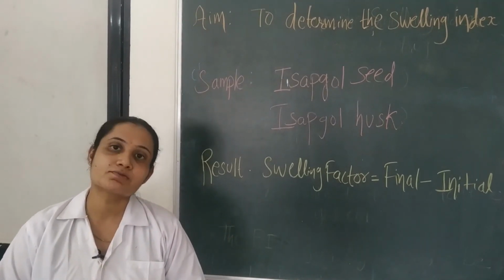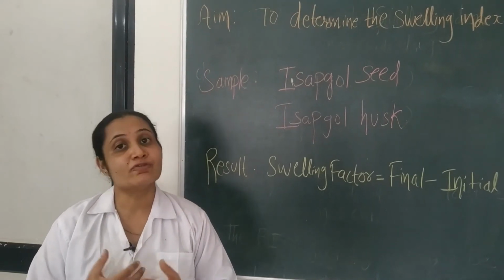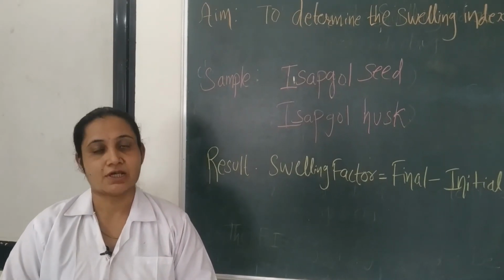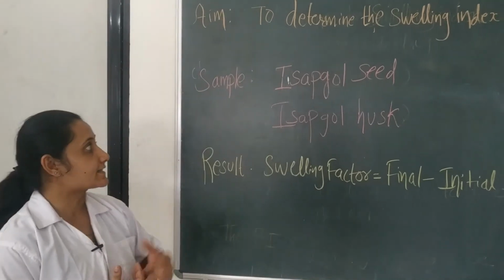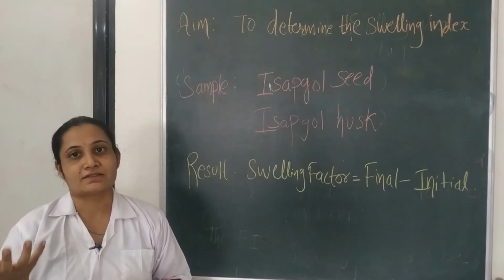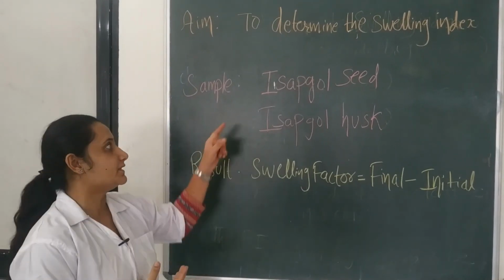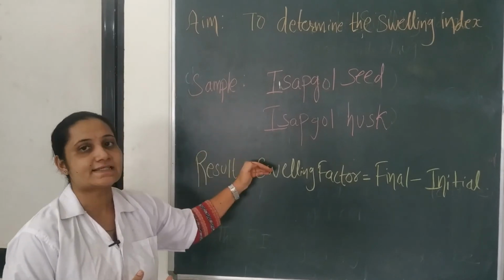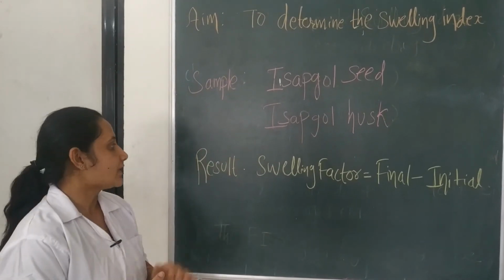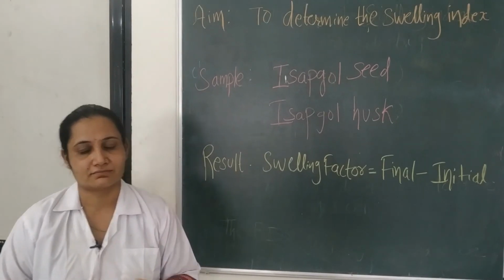And why are we doing swelling index? To perform the evaluation of the drug which contains mucilage. So, for performing the swelling index practical, we will take the drug which swells or which has a swelling index. For example, here we are taking isabgol seeds and isabgol husk. So let us start the practical here.